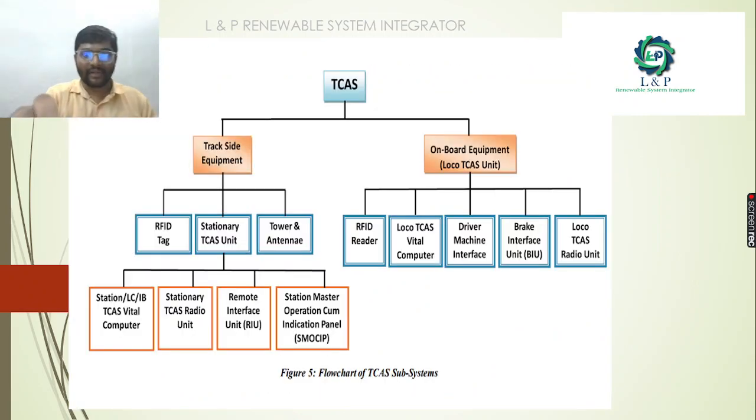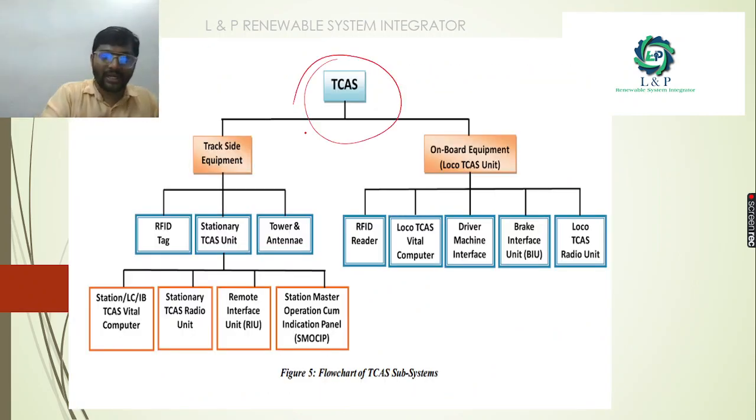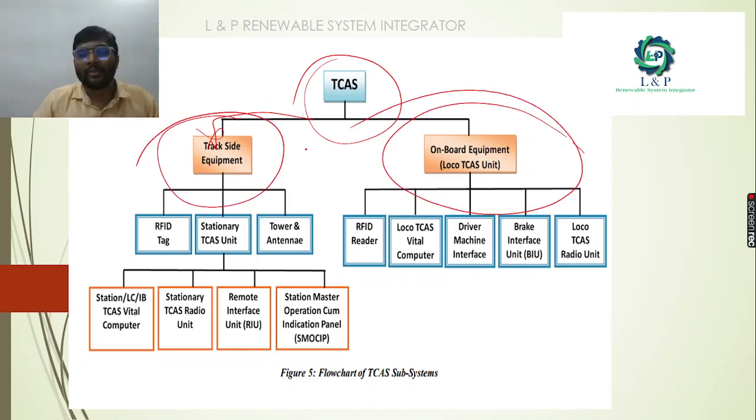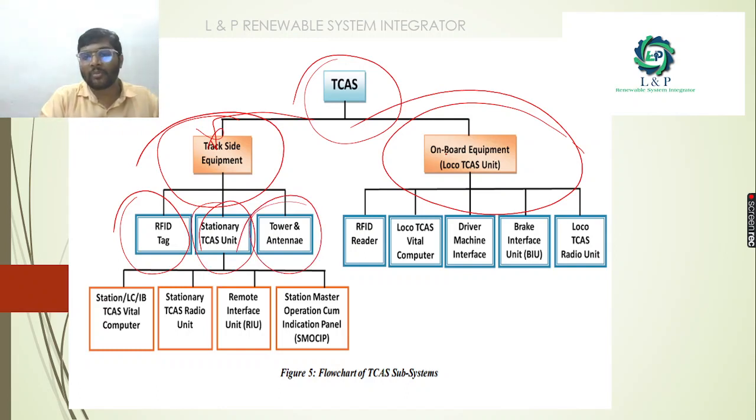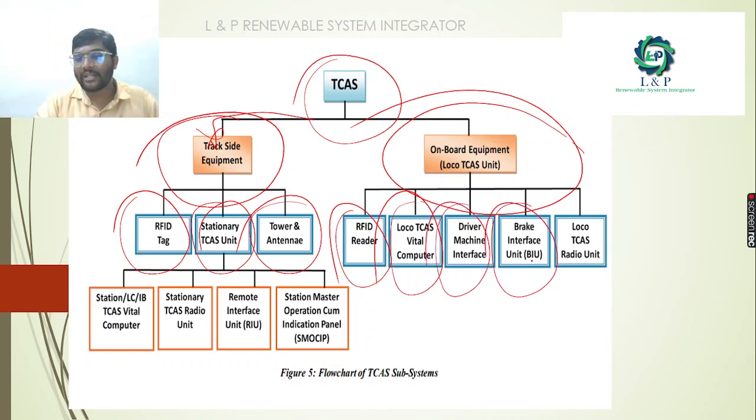So the same thing we had explained here. In the train collision system, we have two categories. One is the trackside equipments and the other one is the onboard equipments, which is the loco train collision avoidance system equipments. On the track side, we have an RFID tag, stationary, and we have a tower and the antenna. Whereas in case of onboard equipments, we have an RFID reader, we have a loco train collision avoidance vital computer, driver machine interface, brake interface unit, and most importantly the loco train collision avoidance radio unit.